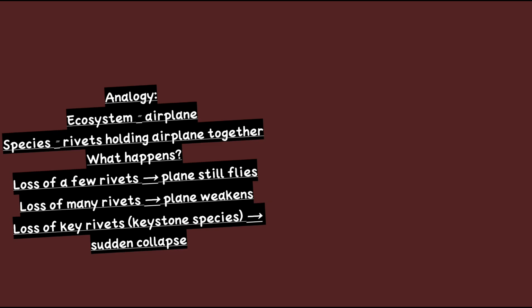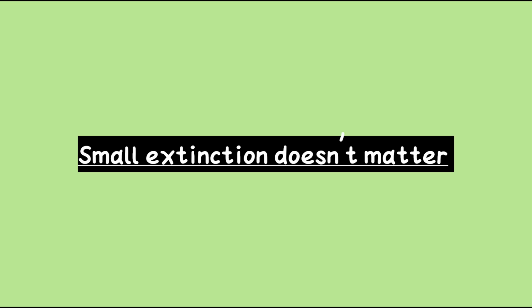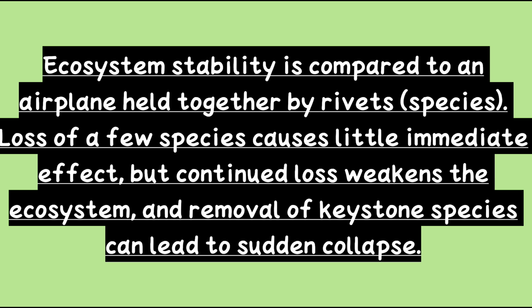With the loss of a few species, only a few rivets are removed, so the aeroplane will still fly and the ecosystem appears normal. No immediate visible damage is seen, and this is why people think small extinctions don't matter. But with the loss of many species, that is many rivets removed over time, the aeroplane becomes weak and unstable. The ecosystem loses its resilience, productivity fluctuates, and it becomes more vulnerable to disturbance. The damage is low but cumulative.